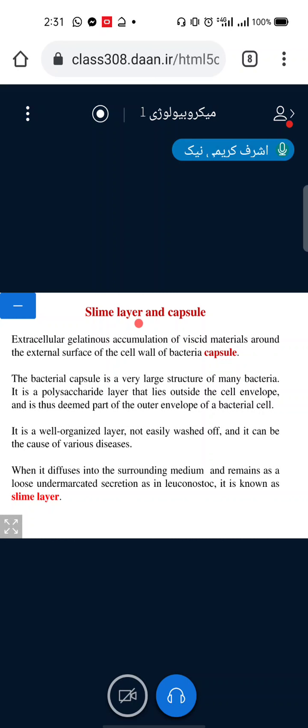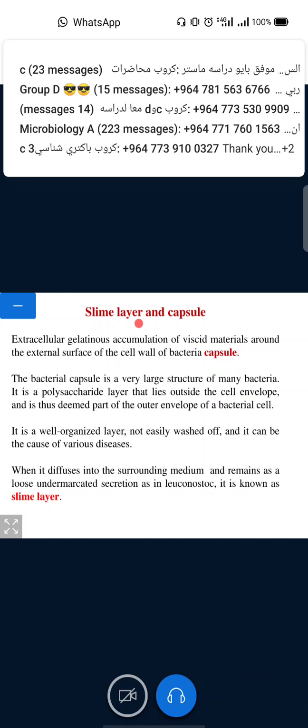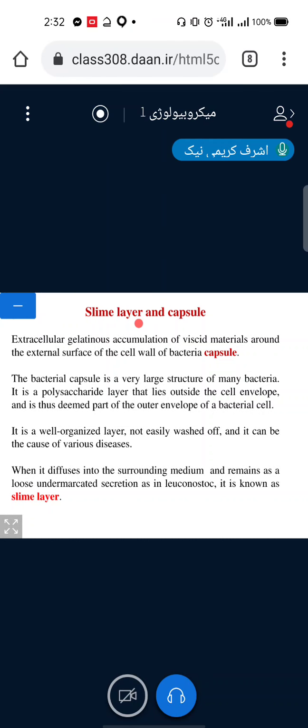What is capsule? Capsule definition: extracellular gelatinous accumulation of viscous materials around the external surface of the cell wall of bacteria. Extracellular gelatinous material around the cell wall of bacteria is capsule. This is the external surface layer of bacteria after the cell wall.